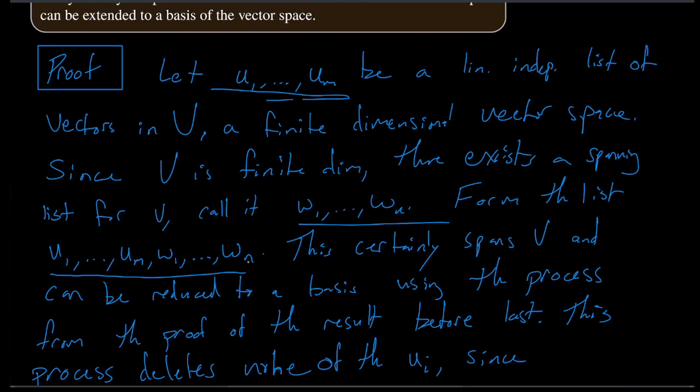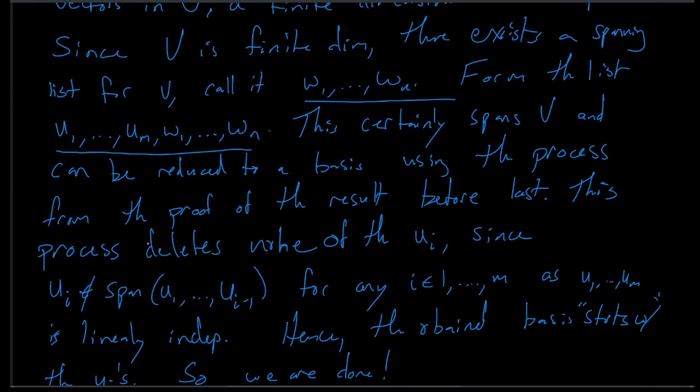Then, since this big thing here is a spanning list and hence can be reduced to a basis, we can pop a few of these guys out and get a basis. None of the things we get rid of will be the U's, since none of the U's lie in the span of the things before it in the list, which are also U's. This just follows from linear independence. So every time we remove stuff, it's from the W's. And once we're done removing things, we have a basis. We've only removed W's. The basis still starts with U1 through UM. We've extended the list U1 through UM to a basis. Oh, sweet. Let's do a little bit more.